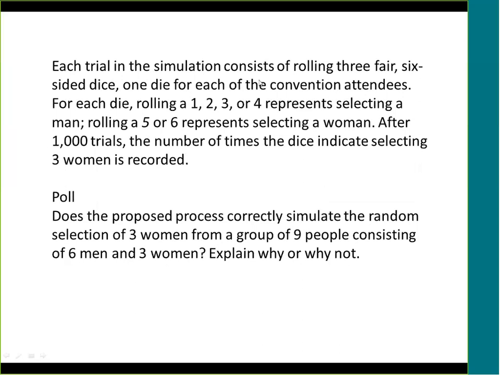So each trial in the simulation consists of rolling 3 fair 6-sided dice, 1 die for each of the convention attendees. For each die, rolling a 1, 2, 3, or 4 represents selecting a man. Rolling a 5 or a 6 represents selecting a woman. After 1,000 trials, the number of times the dice indicates selecting 3 women is recorded. Now, this is the question that came up on the AP exam. Does the proposed process correctly simulate the random selection of 3 women from a group of 9 people consisting of 6 men and 3 women? Explain why or why not.